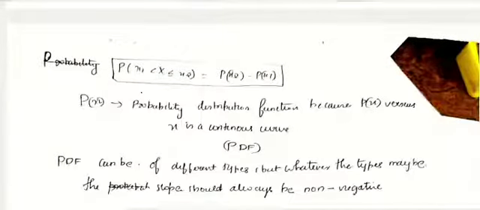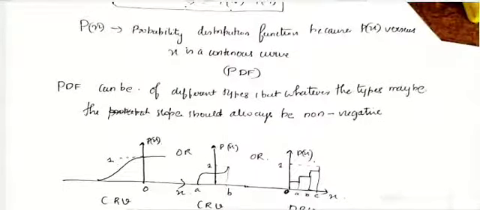And if it is P of x1 less than or equal to X less than or equal to x2, that is, our random variable X is ranging from x1 to x2, then the probability will be equal to P of x2 minus P of x1. Please keep this in mind. Capital P of x is known as the probability distribution function, because P of x versus x is a continuous curve. It is denoted by capital PDF. It can be of different types, but whatever the type may be, the slope should always be non-negative.